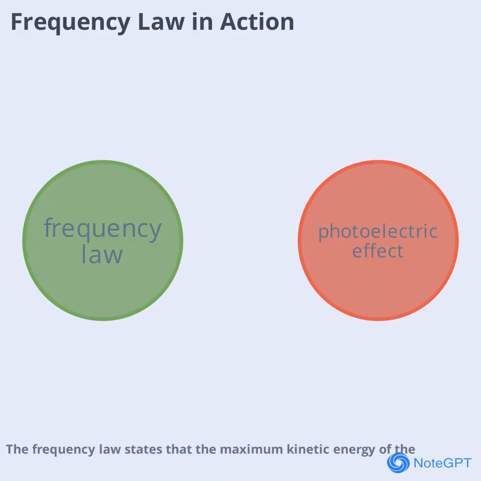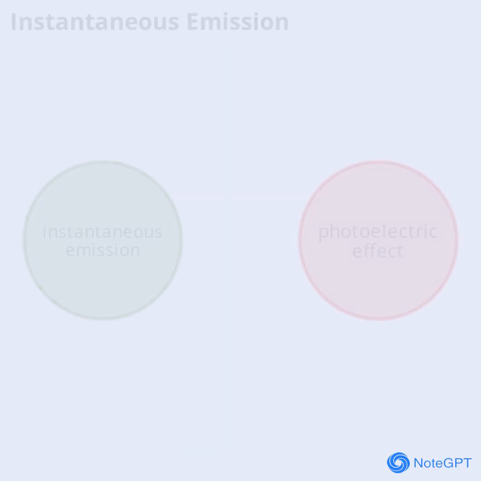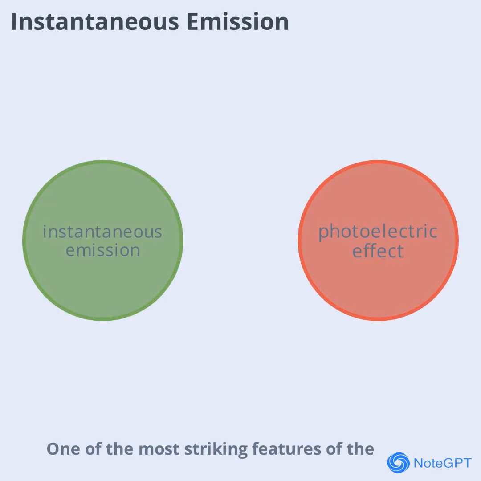The frequency law states that the maximum kinetic energy of the emitted photoelectrons increases linearly with the frequency of the incident light, provided it is above the threshold frequency. This means that higher frequency light not only causes emission, but also gives the ejected electrons more energy. This relationship is a direct consequence of the quantum nature of light and is quantitatively described by Einstein's photoelectric equation, which we'll discuss next. One of the most striking features of the photoelectric effect is the instantaneous emission of electrons.